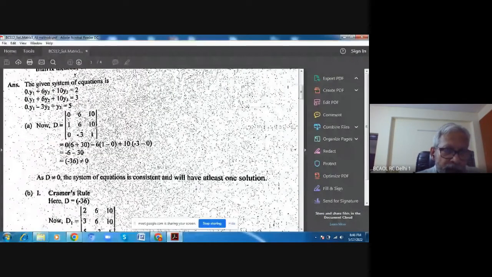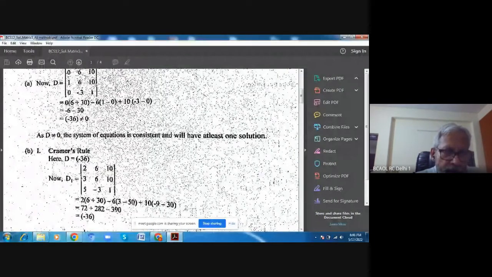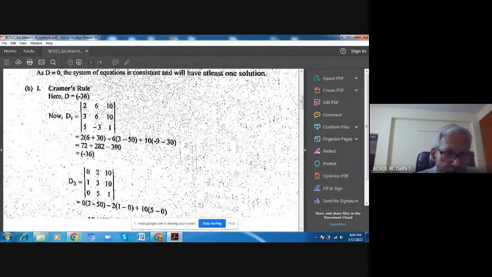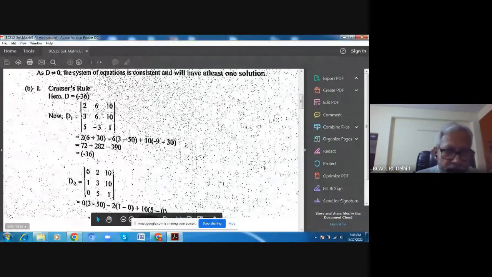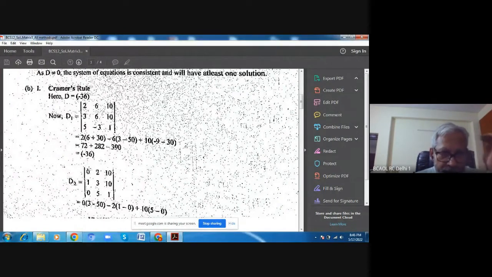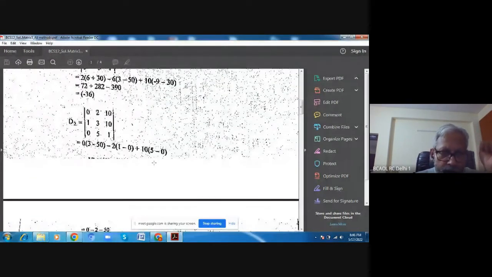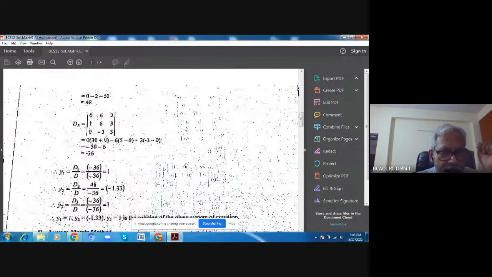What are the values given? So 2, 3, and 5. Correct. So 2, 3, and 5 you can put in the first row when you are considering D1, and then finally you can determine it. Now when you are talking about D2, then the second column changes. So this value will come in the second column, and the first column and third column remain the same, no changes. So we have to calculate. Now in the case of D3, same thing. The last column has changed, and finally.